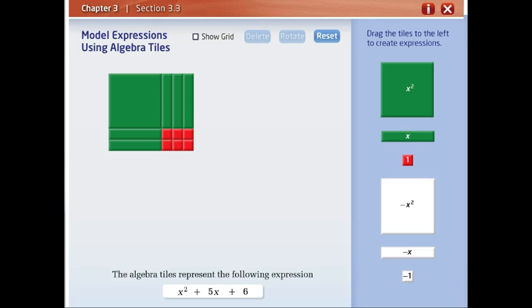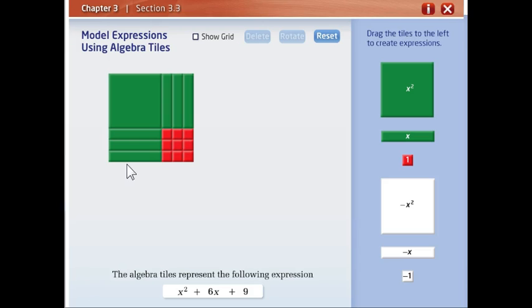Let's see what happens with a perfect square trinomial like x squared plus 6x plus 9. So I need another x tile right here, and I need 3 more unit tiles to put in that corner. Now we have dimensions x plus 3 by x plus 3. So the two sides are the same length, and of course that forces the other two sides to be the same length, making it a square.